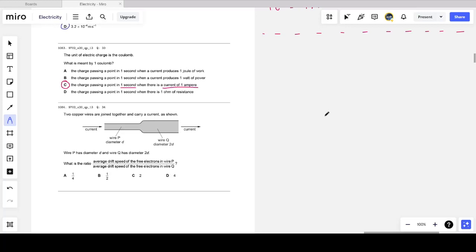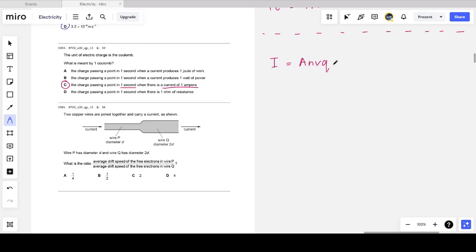The next question is 1084. It's from the summer 2020 exam. It's question paper 1, variant 3, and it's question 34 from that paper. We have 2 copper wires joined together to carry a current as shown. Wire P has diameter D and wire Q has diameter 2D. We want to know the ratio of the average drift speed of the free electrons in P to that in Q. Now again, when they say drift speed, you go to your favorite equation, I is equal to ANVQ.